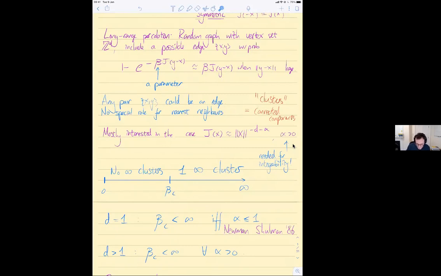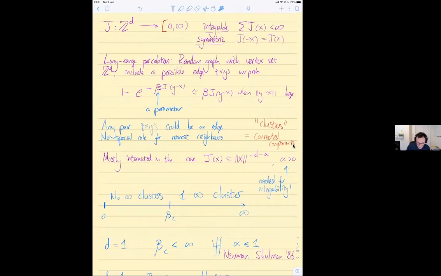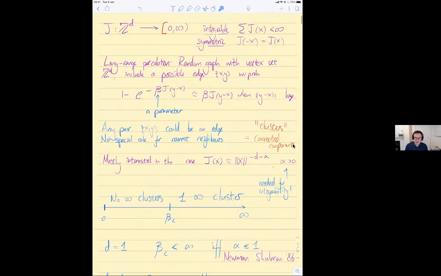We'll be most interested in the case that J falls off like some power of the distance. It's convenient to write the power in this way, where J of x is approximately the size of x to the minus d minus alpha, where alpha is positive. The reason to write it this way is if the power is smaller than d, or if alpha is 0 or negative, if you like, then the function would not be integrable. Which is not to say that that regime is not interesting, it's just that it doesn't undergo a phase transition and you get vertices of infinite degree and so on. So the questions we would ask in that setting are different.